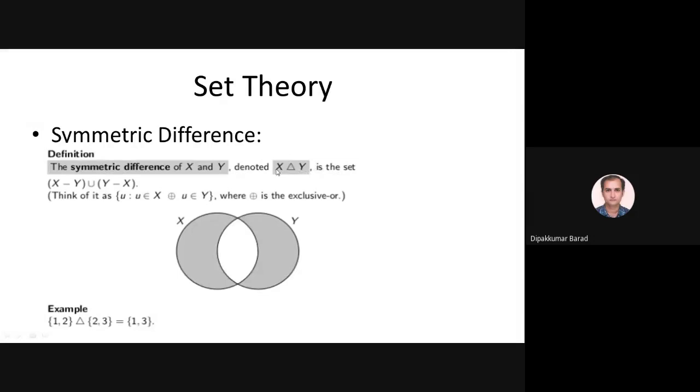And what this X delta Y means is X minus Y union Y minus X. X minus Y means this portion, and Y minus X means these shaded regions. So the symmetric difference of X and Y gives us these shaded regions.